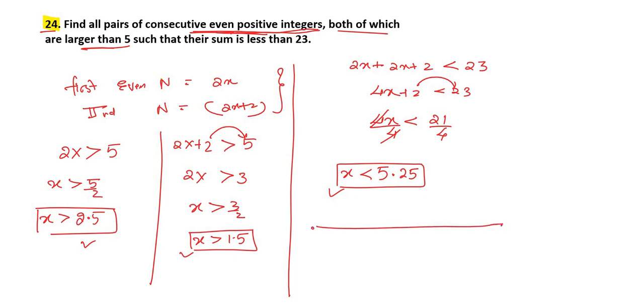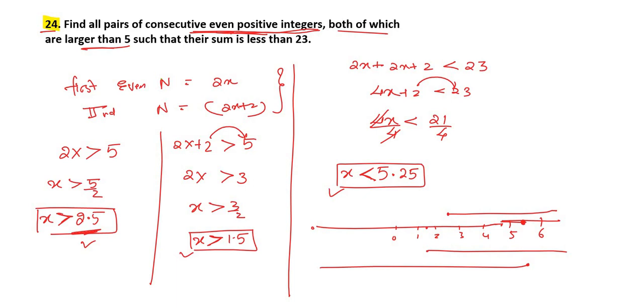Okay, let me write on a number line. Suppose this is 0, this is 1, 2, 3, 4, 5 and 6, and so on. So this is saying x should be more than 2.5, which is somewhere here. It should be more than 1.5, which is somewhere here. Now they are saying x should be less than 5.25, which is somewhere here. So less than this. So x should be here. Understood? So the common values which will satisfy all conditions are these.